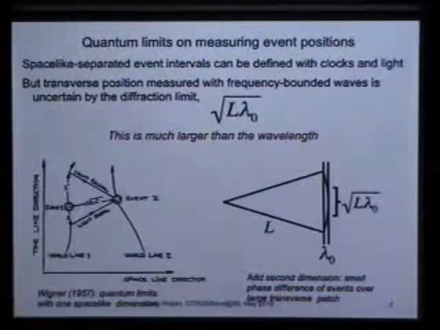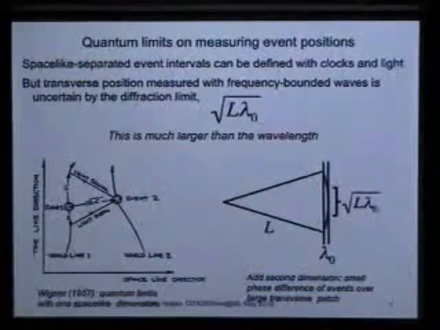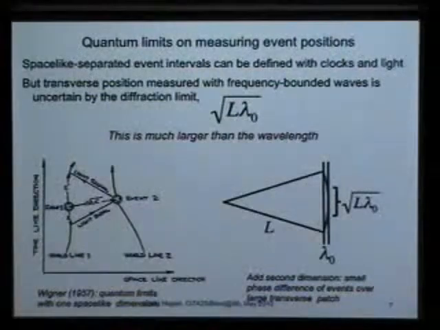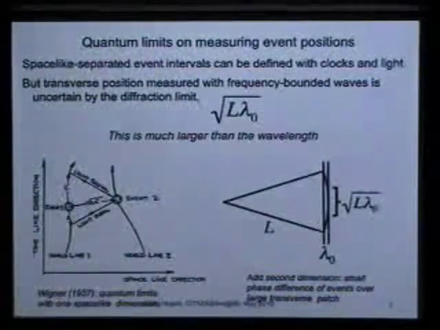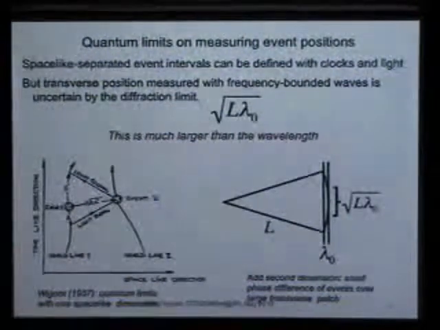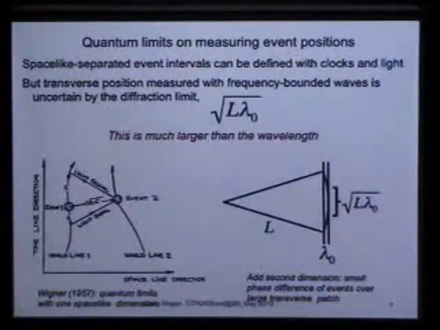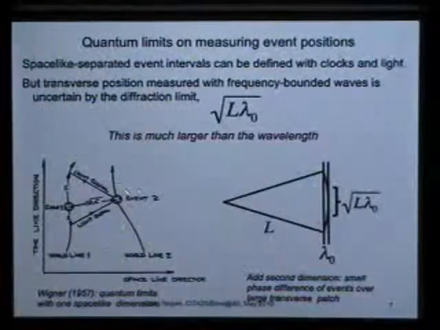This kind of language has been used before, 50 years ago by Wigner and people, not to talk about the transverse positions, but to talk about the radial positions, to talk about reconciling quantum mechanical limits with the measurement of space-time. And really all we're doing here is adding a second space-like dimension to Wigner's argument.